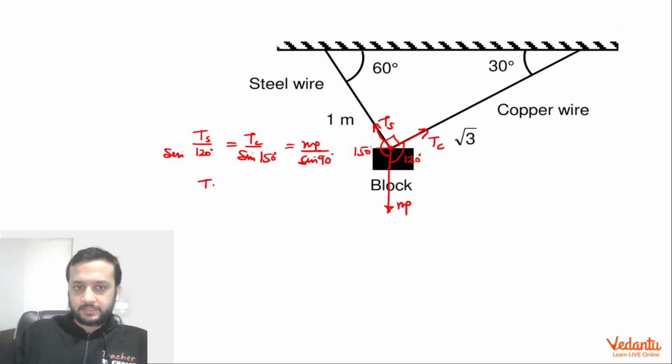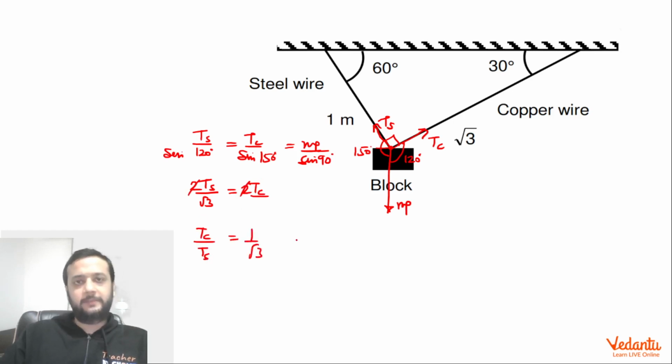So from here we can say that sine 120 is sine 60 as well, so it is root 3 by 2. So this will become like this. And sine 150 is half because it is sine 30 as well. So this will become like this. So from here the 2 and 2 will be cancelled, and we can say that Tc upon Ts will be equal to 1 upon root 3.